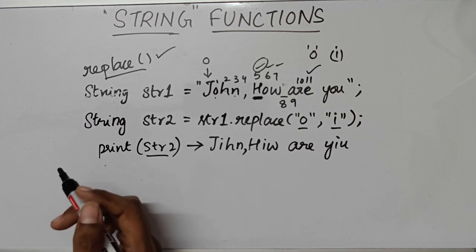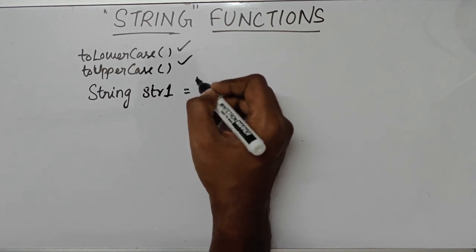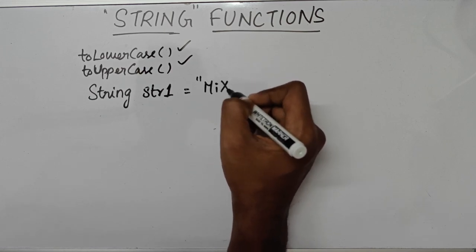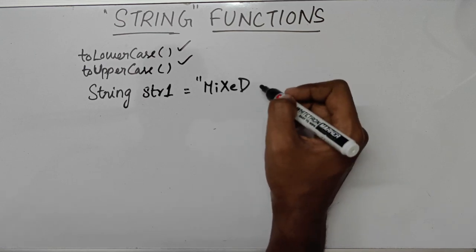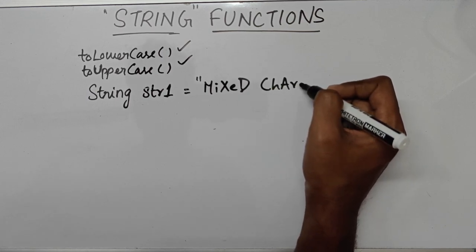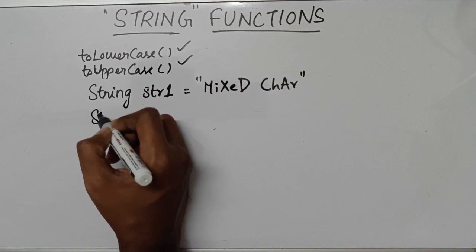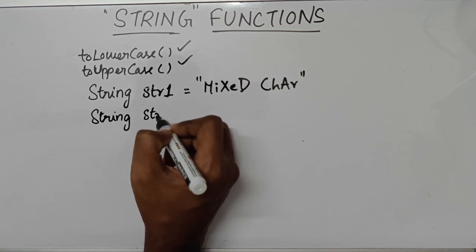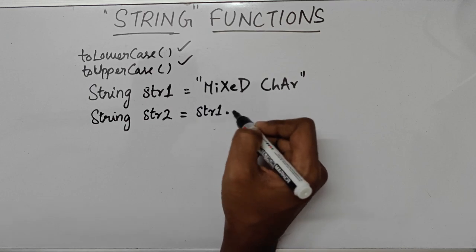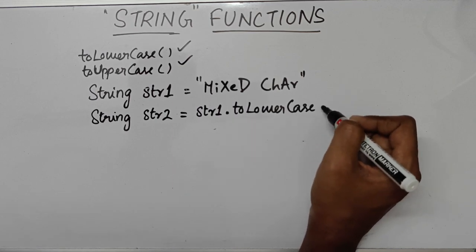Now let's move on to lowercase and uppercase. So the function is toLowerCase and toUpperCase. Now let's say I have a string one, and it's going to be a mix of all small characters and capital letters, so mixed char, C, H, A, R, okay, that's it, mixed char. So I'm going to create one more string, str2. In this, I'm going to make str1 dot toLowerCase, lower C capital, L capital.